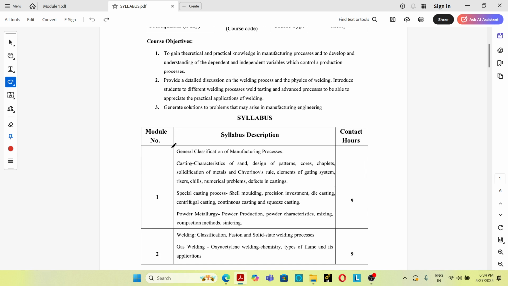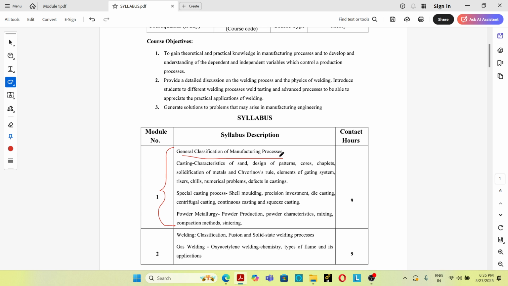Module 1 is completely regarding the casting process. The first heading is the general classification of manufacturing process. The entire manufacturing process has a definition, and I will explain the definition in detail from the next class onwards. So the first topic is the general classification of manufacturing process.